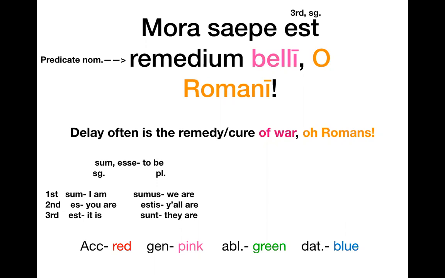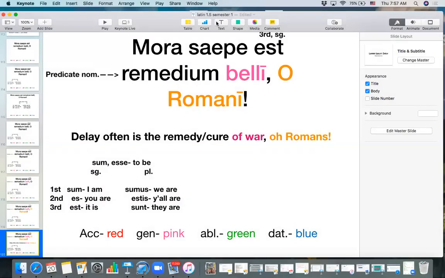So delay often is the remedy of war. And then O Romans, they just threw that in there just because they wanted a little more spice in the sentence. That's evocative, that O Romans, okay? That's evocative, so I don't even put it down in the color coding thing in the bottom, but I'll make vocatives this orangish color from now on. So Romans are being addressed. That's all that's happening here. Like I said, they should have put quotations around this whole thing to make it seem like this very much was dialogue, because that's what it's supposed to be, apparently.